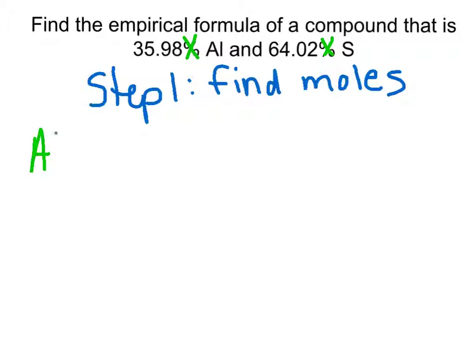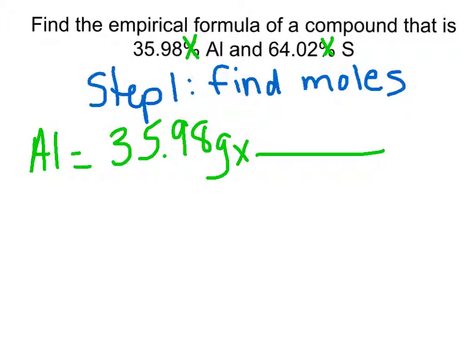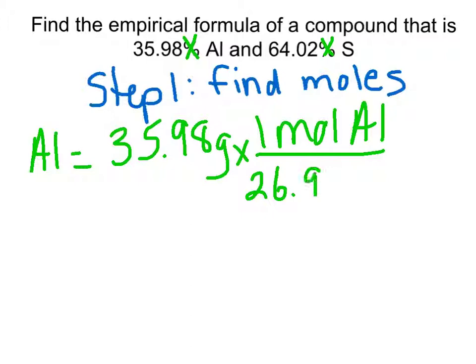Okay, so we're going to start with aluminum. Our problem says we have 35.98 grams, and to turn that into moles, I'm going to use my molar mass ratio, and I know, using my periodic table, that 1 mole of aluminum has 26.982 grams of aluminum. Okay, so once we plug that in our calculator, we get 1.33.